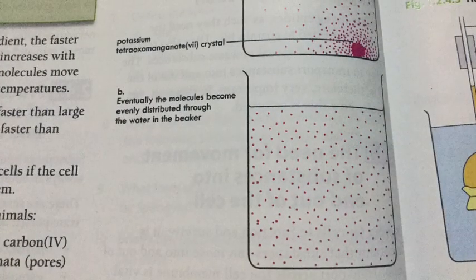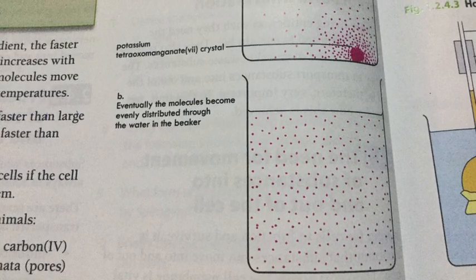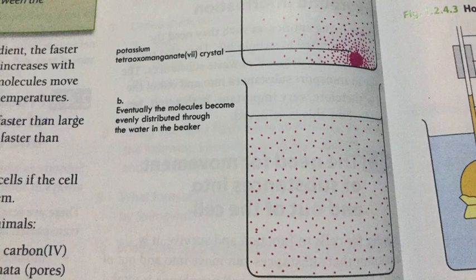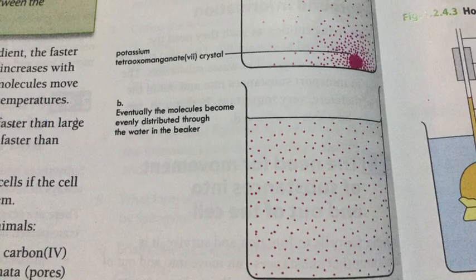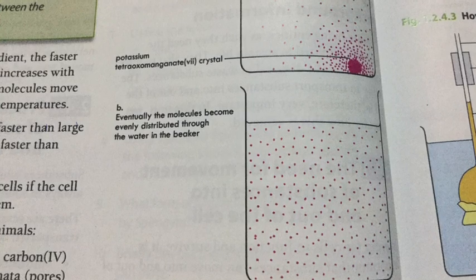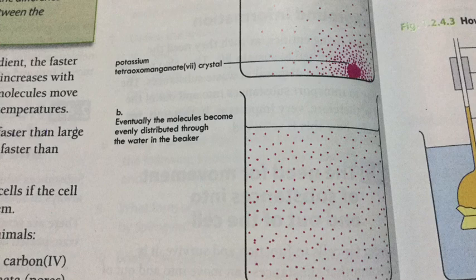This illustration shows that diffusion can also occur in liquids. In this experiment, potassium tetraoxomanganate(VII) crystals are diffused through the liquid. Eventually, the molecules become evenly distributed through the water in the beaker.